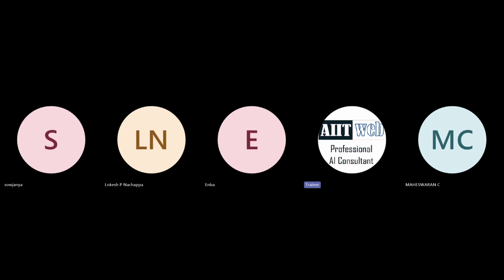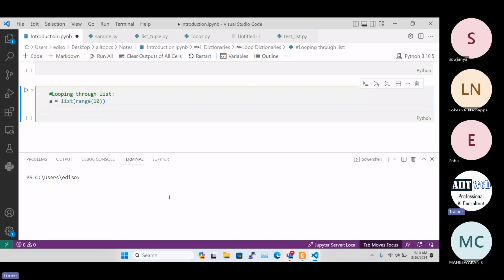As we discussed in the last session, we ended with the loop. So now we are starting with the loop again. First, we'll see how we can loop through the list. I wanted to compare it with the dictionary.